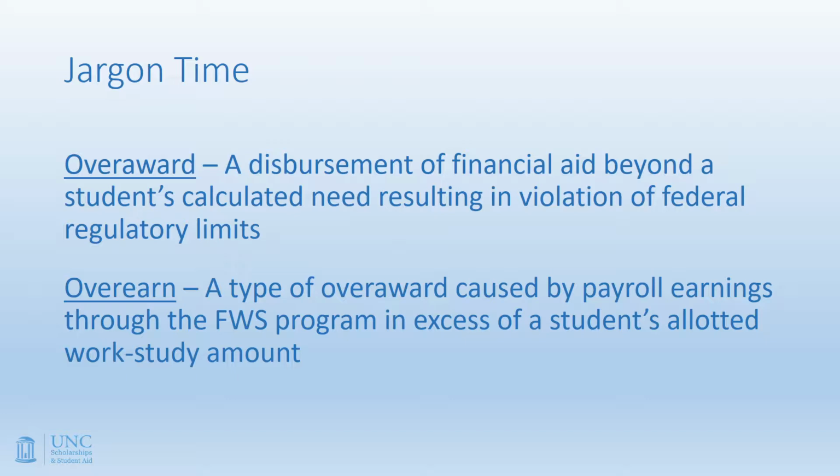In short, an over-award occurs when a student receives more financial aid than they're allowed under federal regulatory limits. There's a few different ways this could happen, but for today's discussion we're really going to be focusing on over-earnings, which is the specific type of over-award that occurs in the Work-Study program. In short, a student has a set amount of financial aid they're allowed to earn through Work-Study, and if they work beyond that amount and earn excess dollars, that puts them into an over-earn.